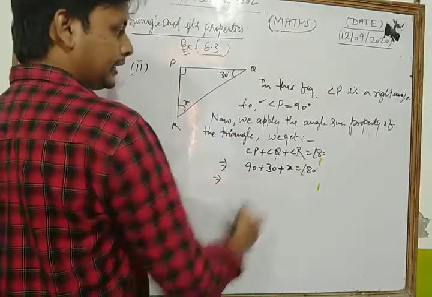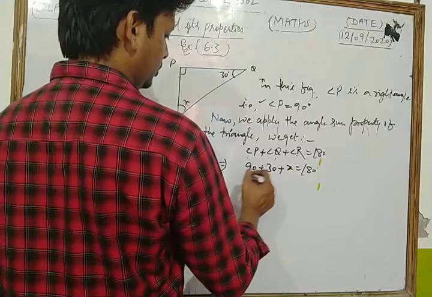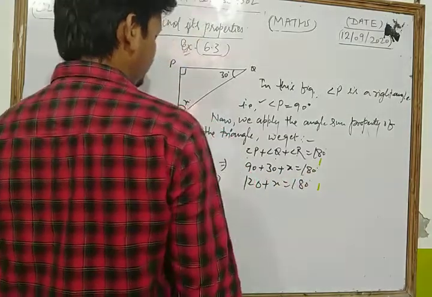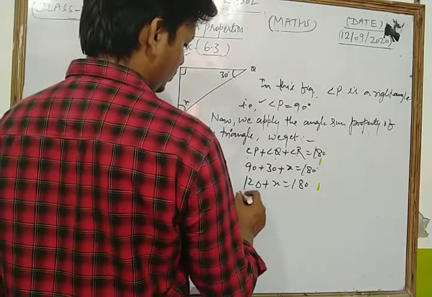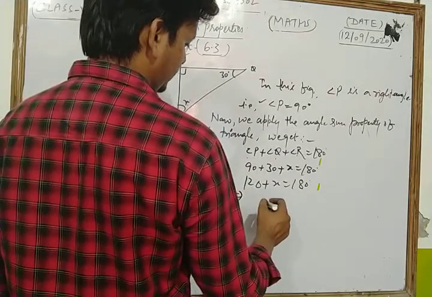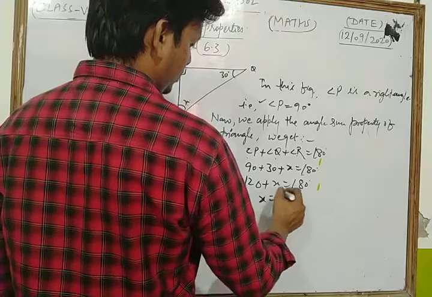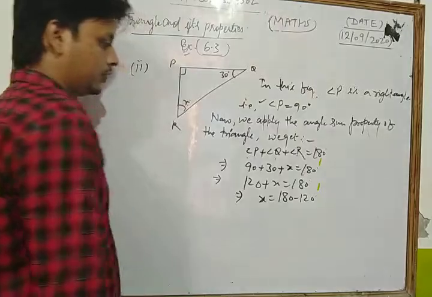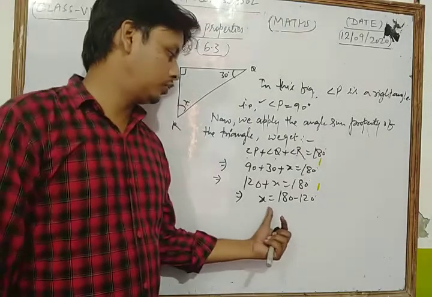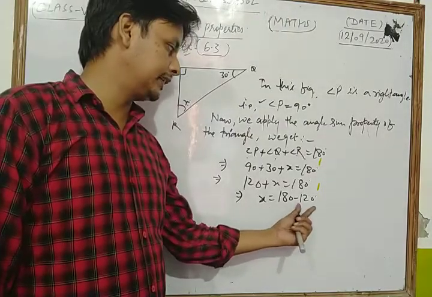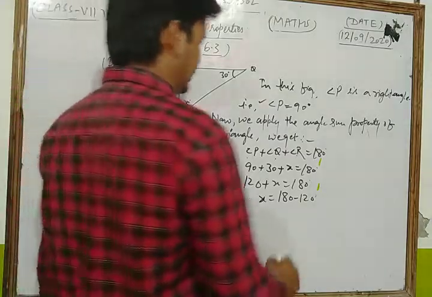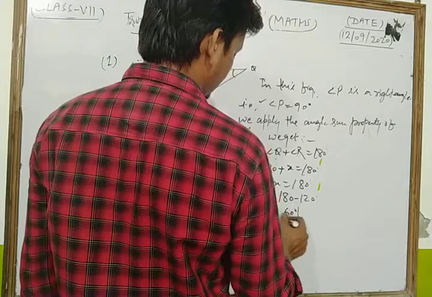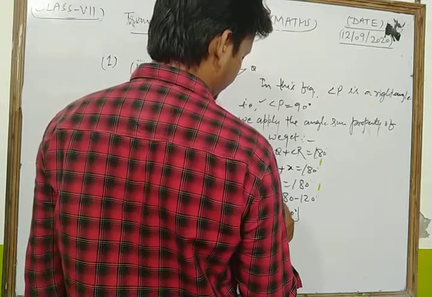Now solving that relation, we get 90 plus 30, which is 120, and x is 180 minus 120. So let's see. Now after subtracting them, we get 60 degrees. We get the value of x is 60 degrees.